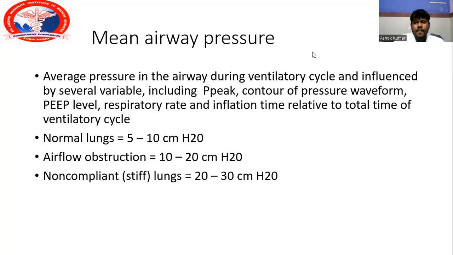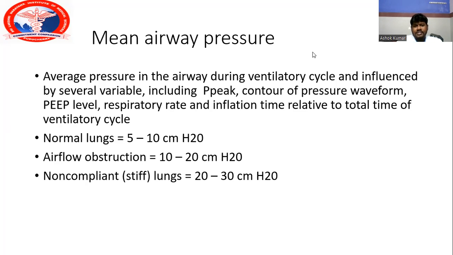And mean airway pressure. Mean airway pressure is nothing but the average pressure in the airway during the ventilatory cycle, influenced by several variables including peak pressure, contour of pressure waveform, positive end expiratory pressure level, respiratory rate, and inflation time relative to the total time of the ventilatory cycle. In normal lung, mean airway pressure is around 5 to 10 centimeters of water. In airflow obstruction, the pressure increases to 10 to 20 centimeters of water. In non-compliant or stiff lung, it is 20 to 30 centimeters of water.